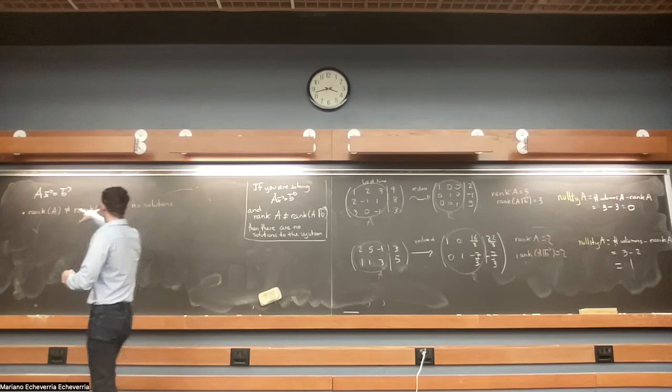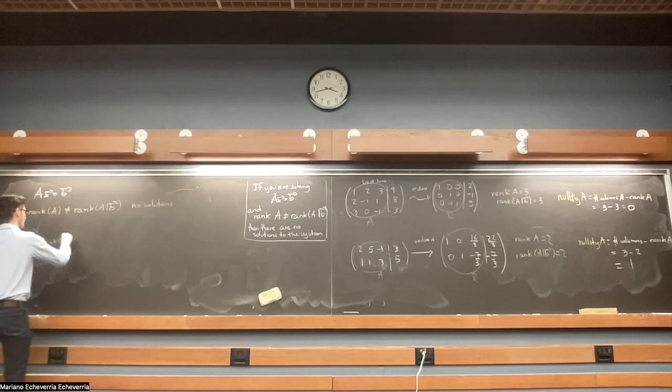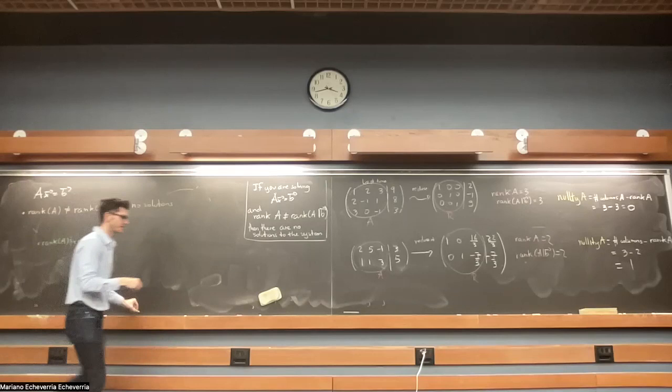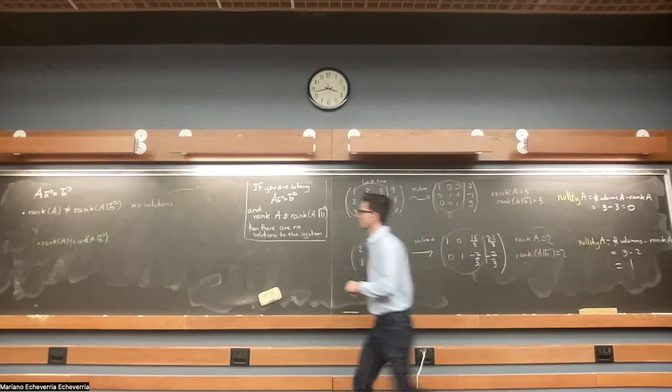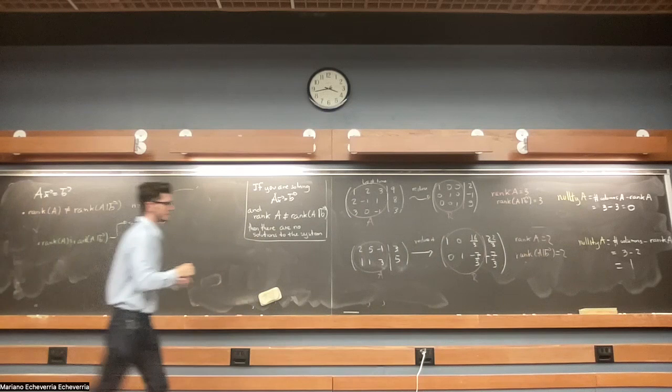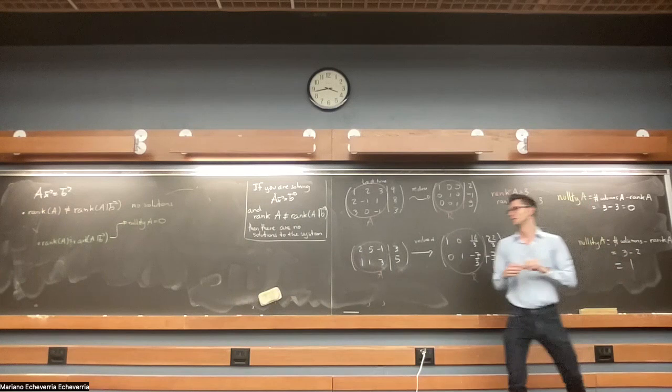Then you have the possibility where these two agree. So now you have the rank of A equals the rank of A together with B, the augmented matrix, and this one bifurcates into two cases. The first option is the nullity of A equals zero, and that's the one that gives you a unique solution. So here, AX equals B has a unique solution.